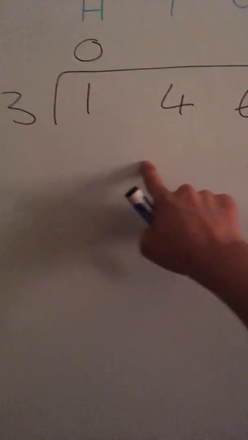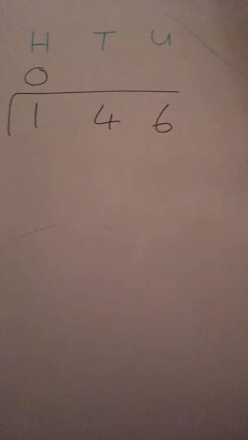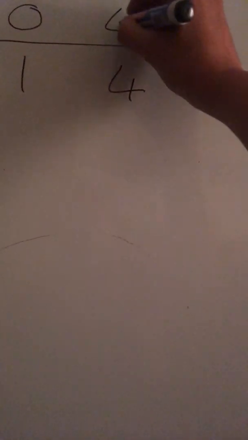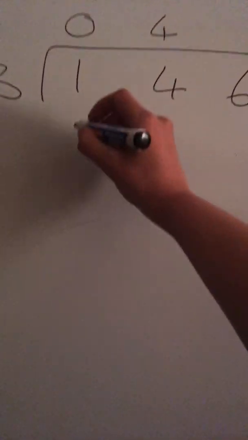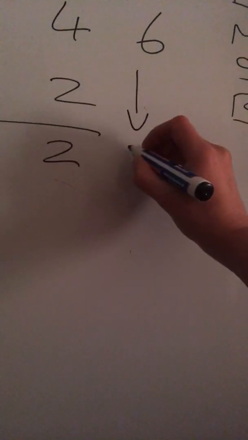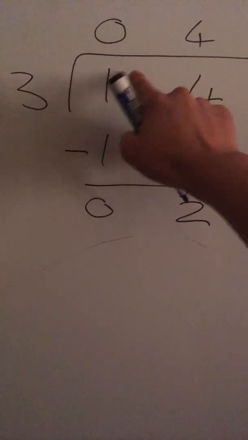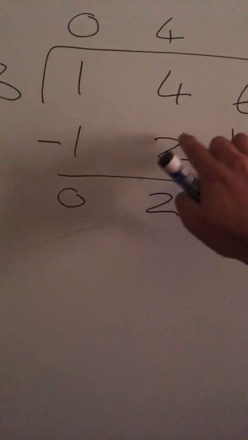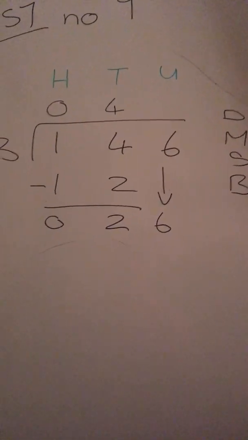Next part. 3 then goes into 14. 3, 6, 9, 12. And that is 4. So we've done our first division. Multiplication. 4 times 3 is 12. Then we do subtraction. And then what do we do next? Bring down the number that is in the units column. So we skipped the hundreds, we combined the tens to go into 3, and now we're at the units column.